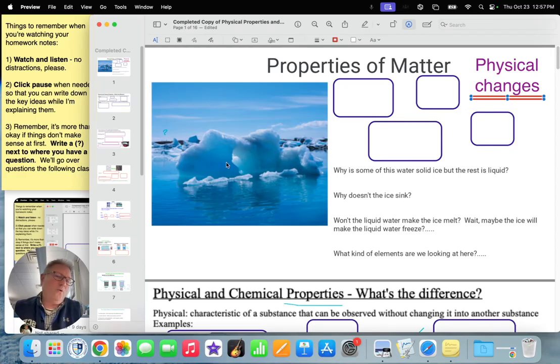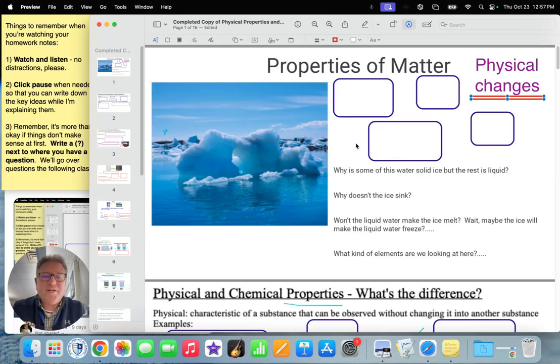Here's another one. If the ice is so cold, we know ice is cold, won't the warm liquid water make the ice start to melt, right? Or wait a minute, maybe the ice is so cold, would the solid ice make this liquid water start to freeze? Why is it one or the other? Won't the liquid make the ice melt, or won't the ice make the liquid freeze? I wonder why that is.